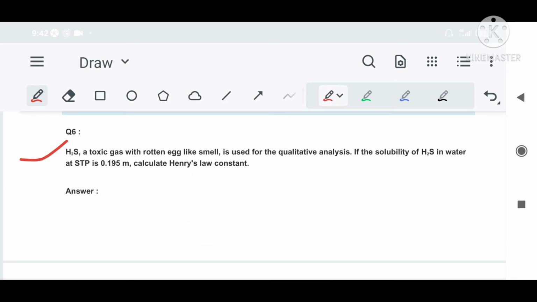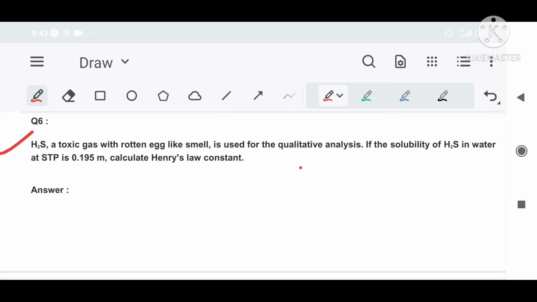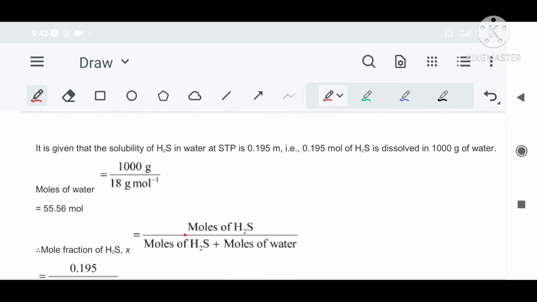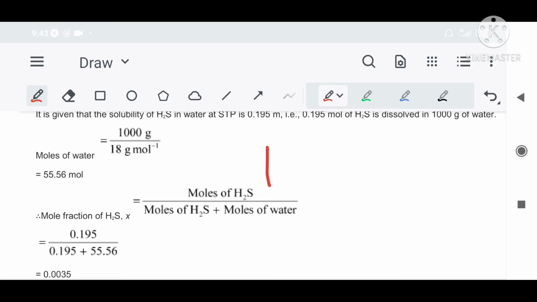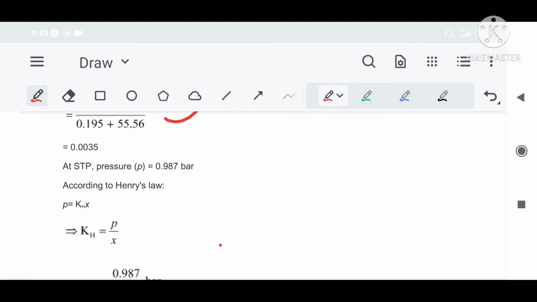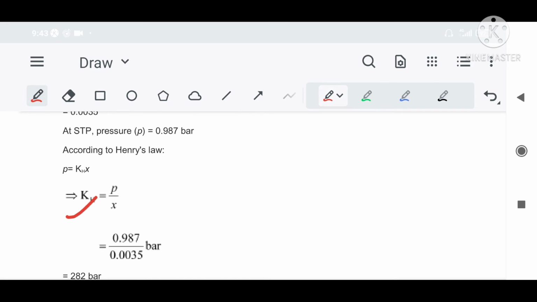Next: H2S is a toxic gas with a rotten egg like smell. H2S we can pass in the second group for testing. H2S has a rotten egg like smell and is used in qualitative analysis. If the solubility of H2S in water at STP, standard temperature and pressure, is 0.195 m, calculate the Henry law constant, that means KH we have to find out. So we have to apply the formula P equals KH X, where X is the mole fraction. So first we have to find out the mole fraction of H2S. After that we can find out KH by P upon X.